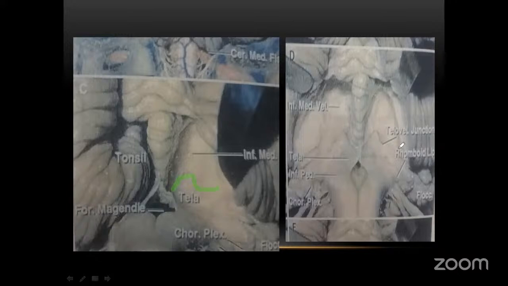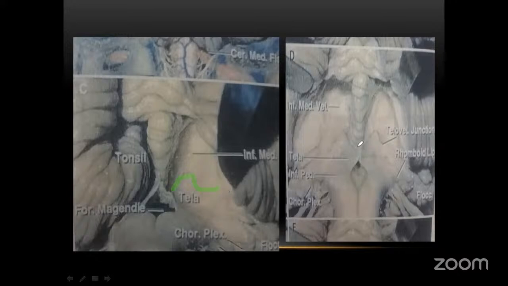And in this picture on the right side, bilaterally we have resected the tonsils to see bilateral pictures. You can easily see the inferior medullary velum, the tela, the inferior peduncle, the choroid plexus. And this is a cranial nerve. Which nerve is this one? Yes, please. 12th. 12th, good.